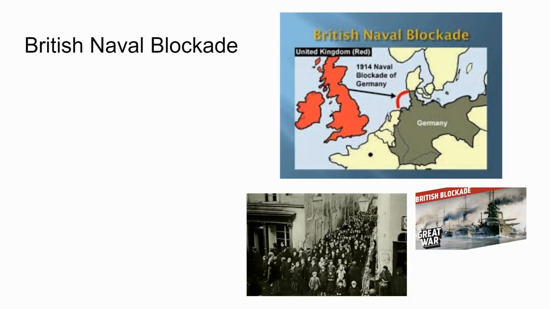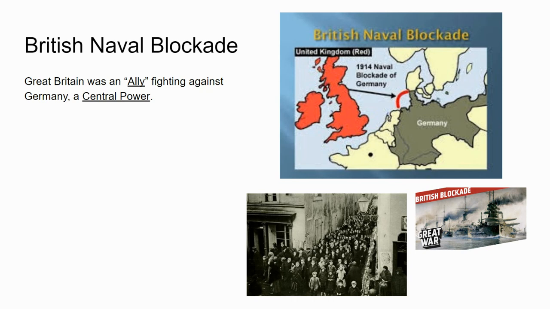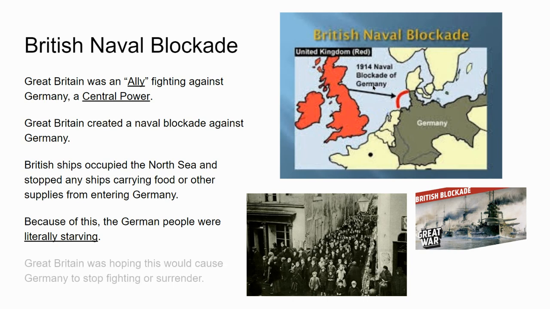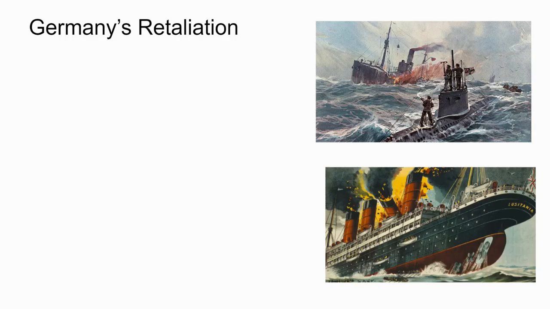Well, the British had this thing called the naval blockade, and Great Britain was an ally fighting against Germany, a Central Power, and Great Britain created a naval blockade against Germany. So British ships occupied the North Sea and stopped any ships from carrying food or other supplies from entering Germany. Because of this, the German people were literally starving. So here's Great Britain, here's the North Sea, and the British set up ships in this area so no supply ships from other parts of the world could get through to supply Germany for nearly anything, including food. And Great Britain was hoping this would cause Germany to stop fighting or surrender.